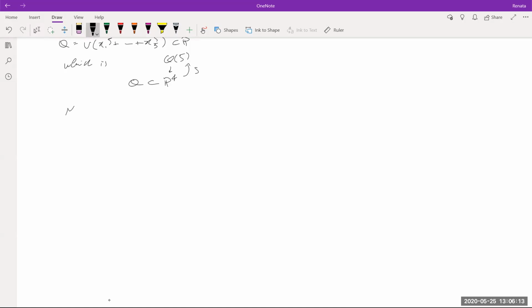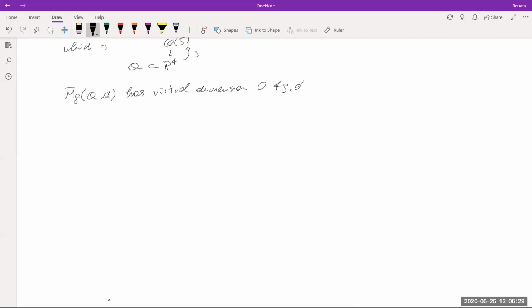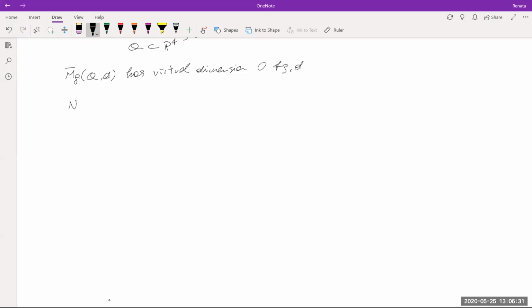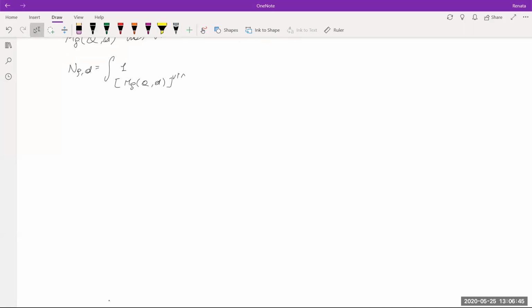And the moduli space of stable maps of genus g to the quintic threefold has virtual dimension 0, for any genus and degree. So it makes sense to do virtual counts on this, and one can define the virtual counts, or Gromov-Witten invariants, as integrating against this virtual class and package them in a generating series.